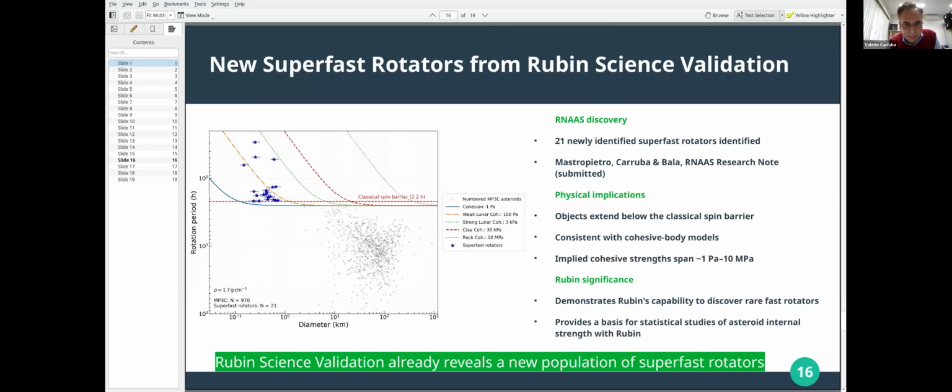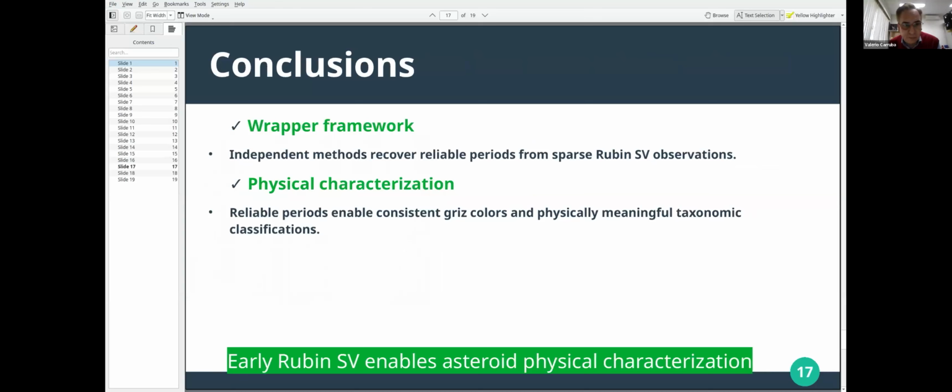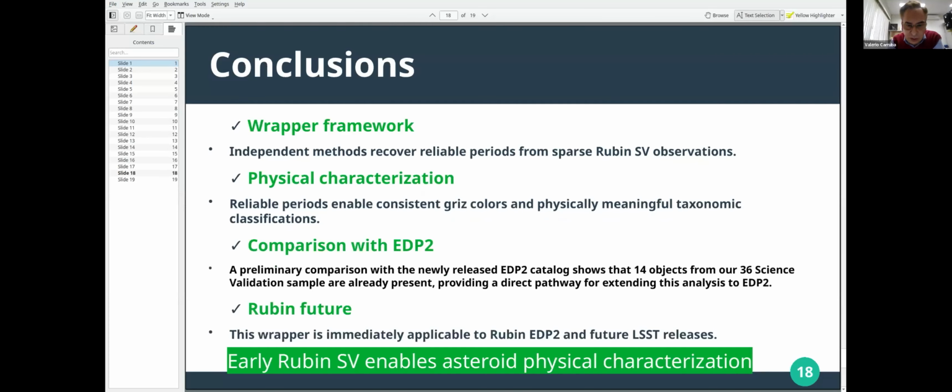So to conclude, we created an independent method to recover reliable periods from sparse Rubin science validation observations. Reliable periods enable consistent GRZ color and physically meaningful taxonomic classification in some cases. Preliminary comparison with the newly released DP2 catalog shows that there are 14 objects within our 36 science validation sample that are already present, which provides a direct pathway for extending this analysis to DP2. And the pipeline should be immediately applicable to Rubin DP2 and future LSST research.